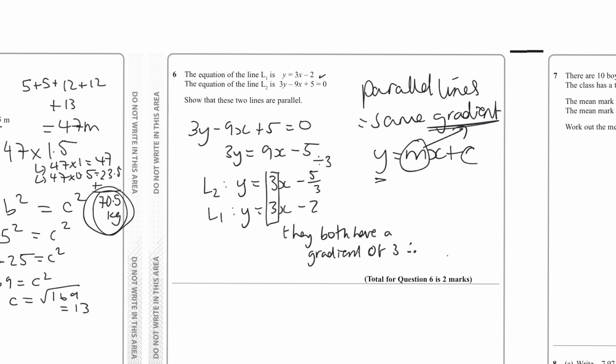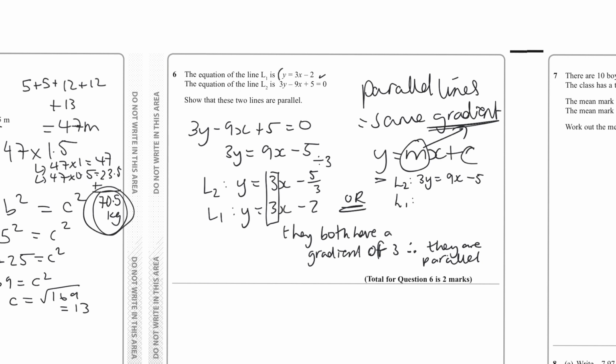Therefore, that's just the therefore sign in maths, they are parallel. Or you could say they both have the same gradient along those lines. Another way you could have worked it out is, so I'm going to put or, we got left with line 2 as 3y is equal to 9x minus 5. So rather than making both lines y the subject, you could have made both lines 3y the subject.